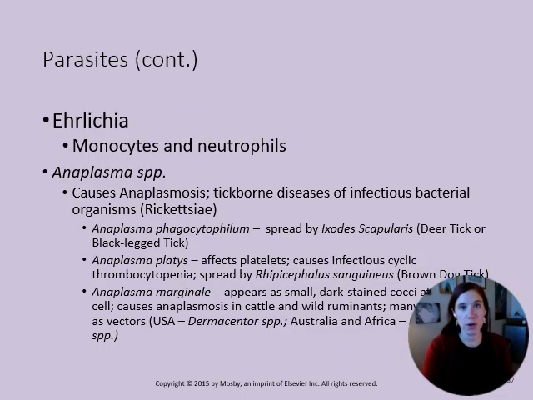Okay, so with our Ehrlichia, we can see this in monocytes or neutrophils. We can also see some Anaplasma species. So let's take a look at these on our next slide. As we know, these can be tick-borne diseases, infectious bacterial organisms, maybe some Rickettsia, Ixodes scapularis from deer ticks, and so on and so forth. So let's take a look at those on the next slide.